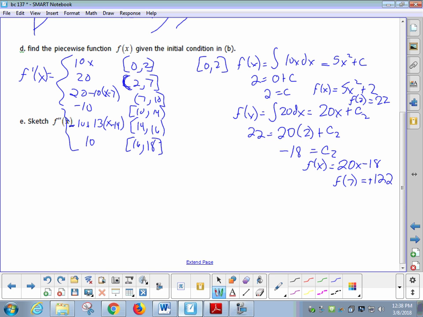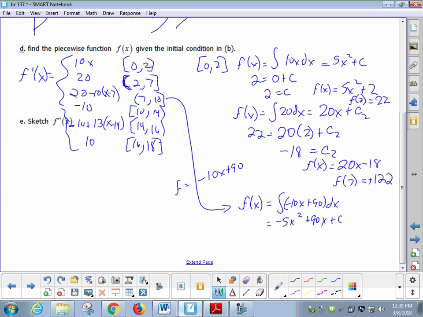All right? So when you go to the next branch, we'll just do one more to make sure you get the gist. Okay, what is the antiderivative of the next branch? Isn't it negative 10x plus 90, if we did a cleaned up version? Yeah. Okay, so if I anti-differentiate negative 10x plus 90, then I get negative 5x squared plus 90x plus a new constant.